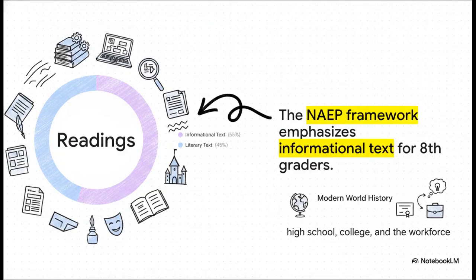To understand why this shift matters so much, let's look at the National Assessment of Educational Progress Reading Framework for 8th graders. It expects students to focus 45% of their reading on literary texts, while the majority, 55%, is informational text. As your education progresses into high school, college, and eventually the workforce, this ability to carefully parse and analyze complex informational text becomes a totally critical skill for success.